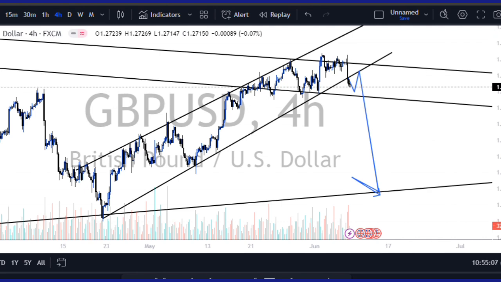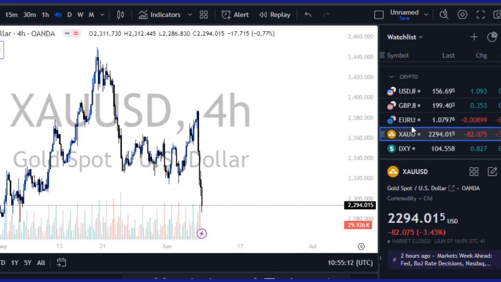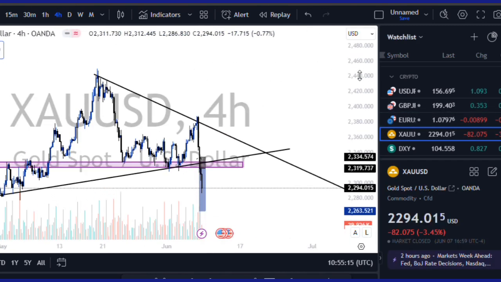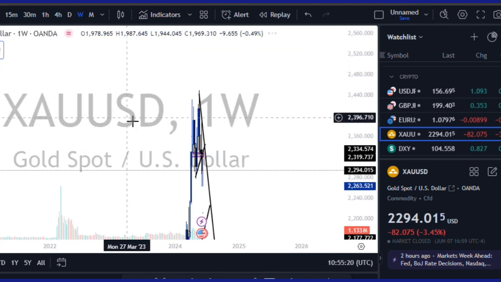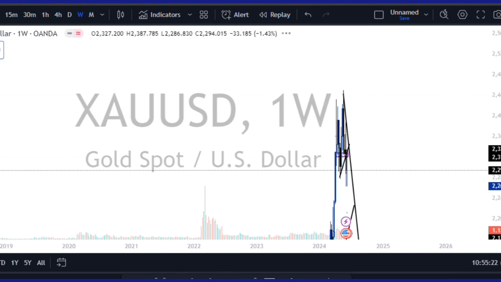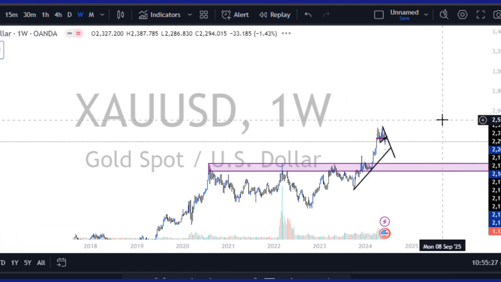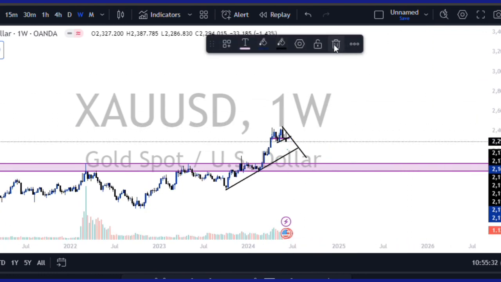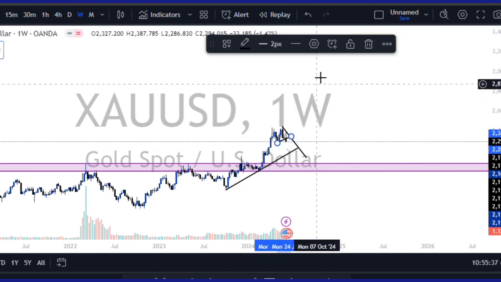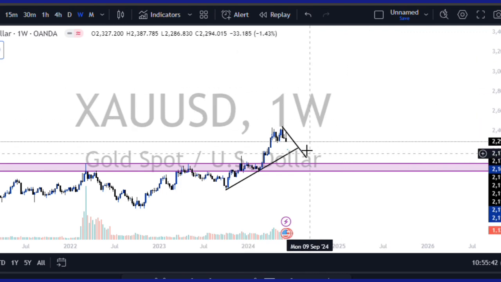So I want to go to gold and see the overall direction of gold also, so that we can catch up with this whole movement of both GBPUSD and gold. I don't want the video to be that long. Okay, so let me delete everything to clear my chart. Let me leave those two.